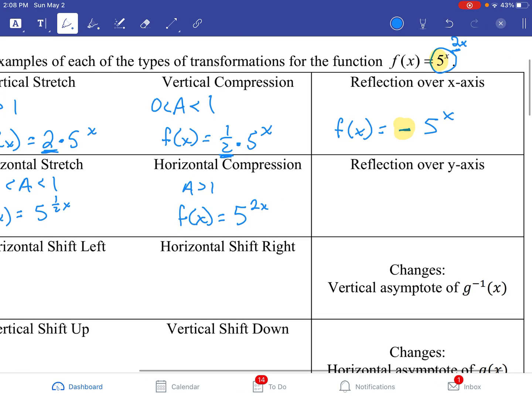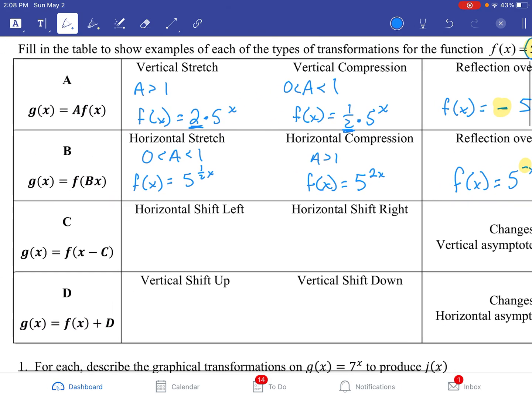And the reflection over the y-axis is if the x term is being multiplied by -1. So if you have f(x) = 5^(-x), that negative sign is going to be your reflection over the y-axis.